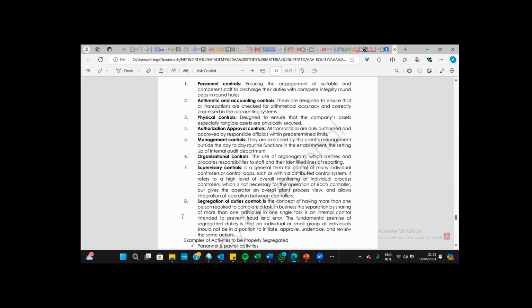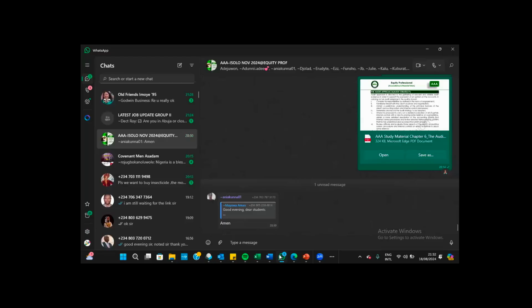These are controls that ensure that no one person initiates and completes a transaction. These are controls that ensure that no one person initiates and what, completes a transaction. Hope you are getting it.